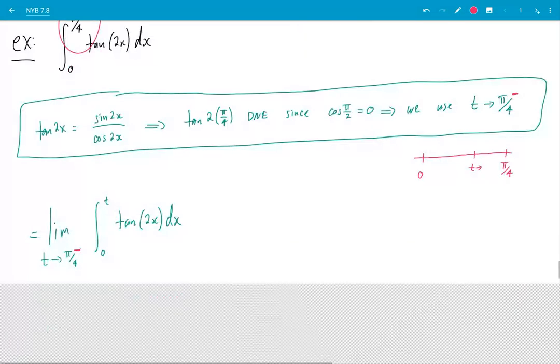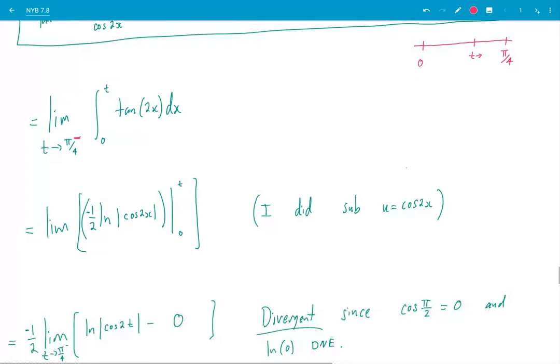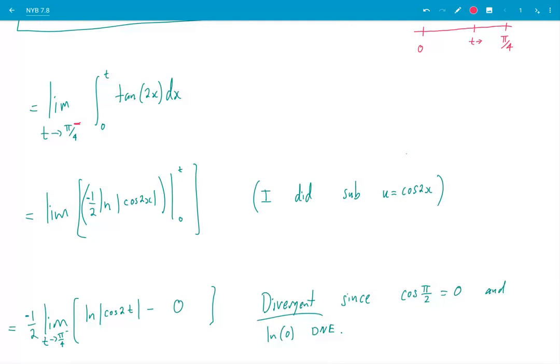For the antiderivative, I'm not going to show you. I did u is equal to cos 2x. So if you are concerned about that, I would recommend you take it aside and try it on your own. Now I'm going to plug my t and my 0 in, and I'm going to try to work it out, and I'm not going to have much luck here. It's going to be divergent.